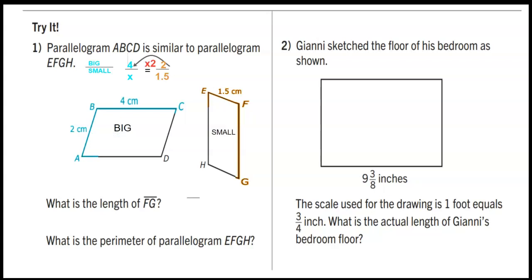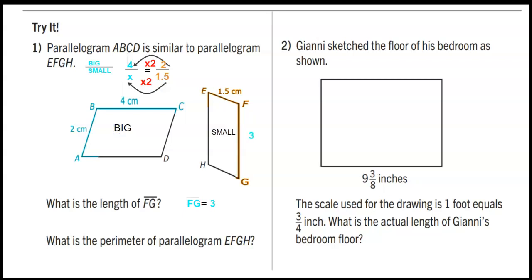We could find the relationship between these two figures by looking for the scale factor. 2 times 2 is 4, so therefore 1.5 times 2 will give us our missing part. X is equal to 3, so the side of FG is equal to 3.